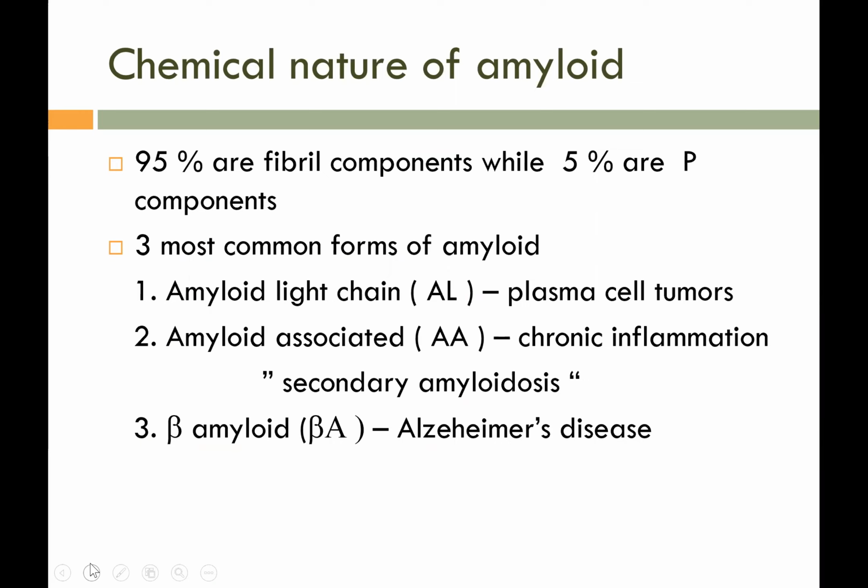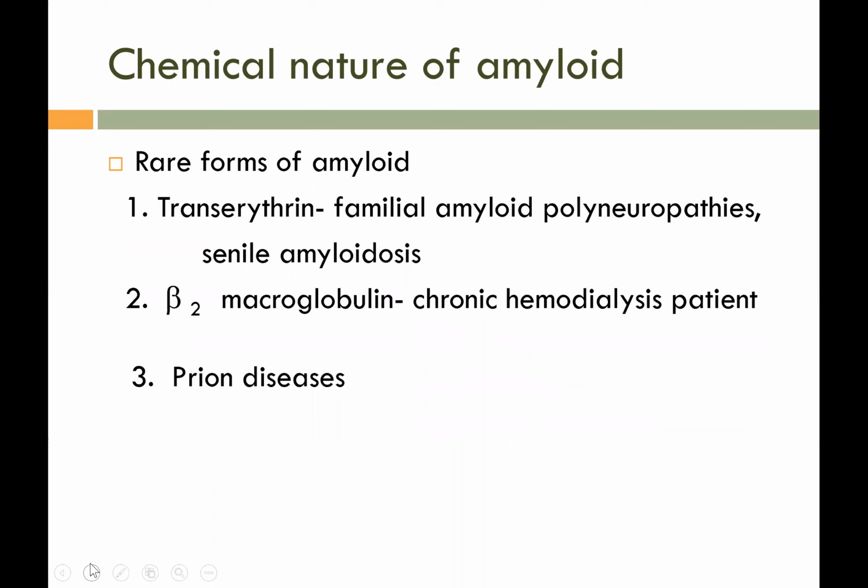So there are three common forms of amyloid. You have the AL protein, the AA protein, and the beta amyloid protein. And basically here are the usual tumors or diseases associated with each.